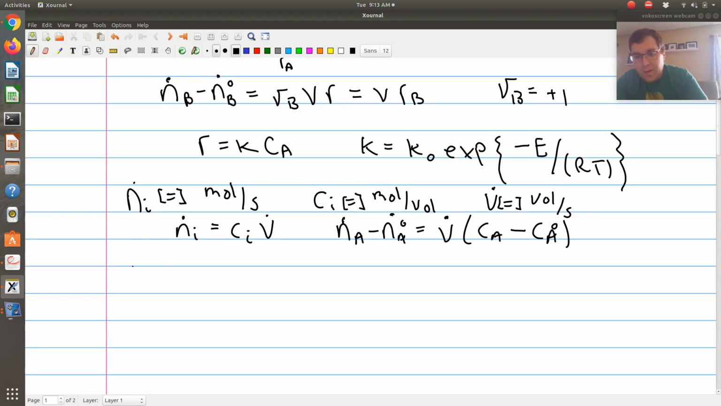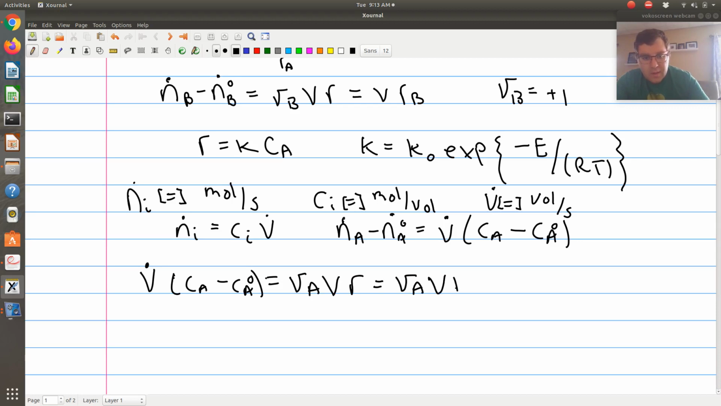So my mole balance design equation will take the form now of V dot times (CA minus CA naught), and I'm just going to look at A now in the interest of space. On the right-hand side, we had nu A times V times R, where that's going to be nu A times V times k CA. Okay, and k is this term, which is just constant. Okay, cool.